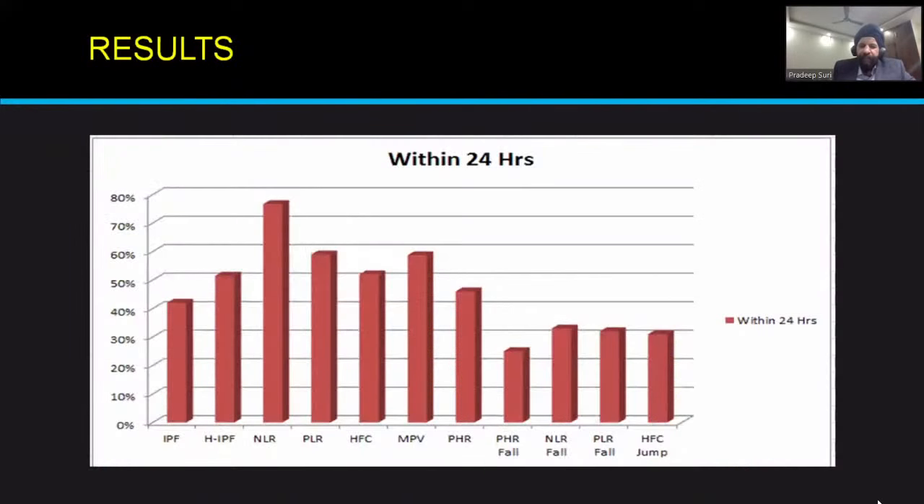If you look within 24 hours, the parameters which peaked here are the ones which are least useful to us. The neutrophil lymphocyte ratio and the mean platelet volume are no use to us, because their increase correlates with the actual recovery of the platelets. Rather, the ones which are lowest here, the PHR fall and the PHR in totality, are the most useful to us.